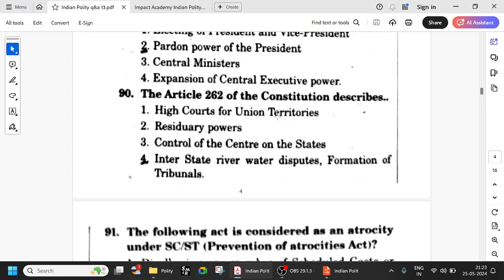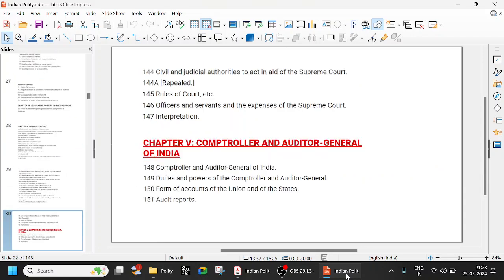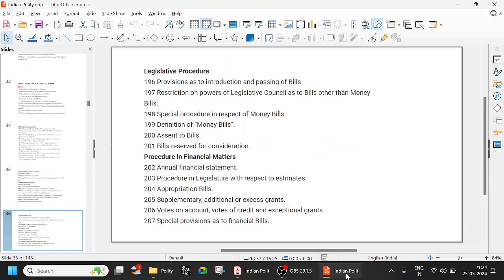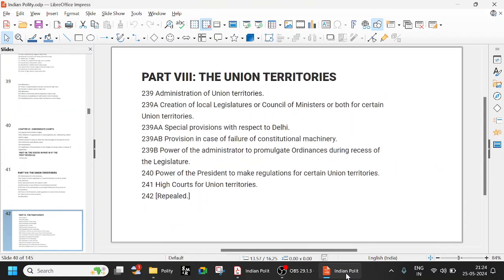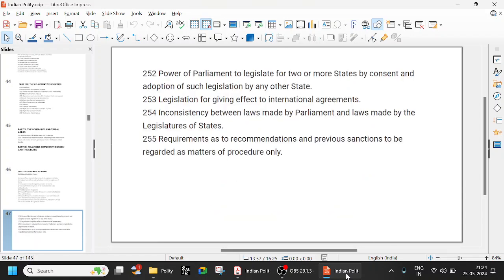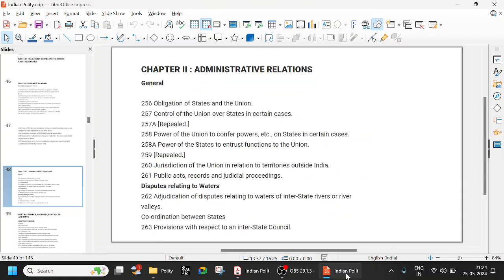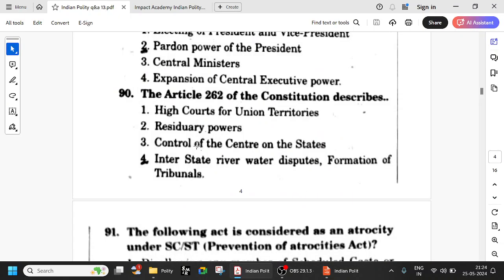So Article 262. Just now we have seen 263 is the Inter-State Council, right? Article 263 is the Inter-State Council. 262 is interstate river water disputes. So Article 262 is interstate river water disputes, formation of tribunals.